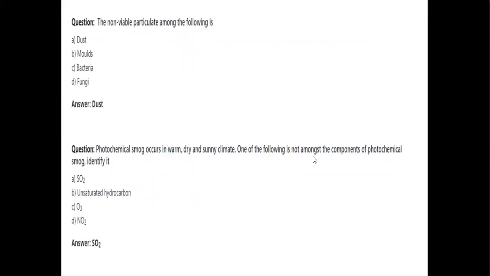One of the following is not amongst the component of photochemical smoke identified: SO2, unsaturated hydrocarbon, O3, NO2. Which one of these following is not a component of photochemical smoke? It is your SO2.